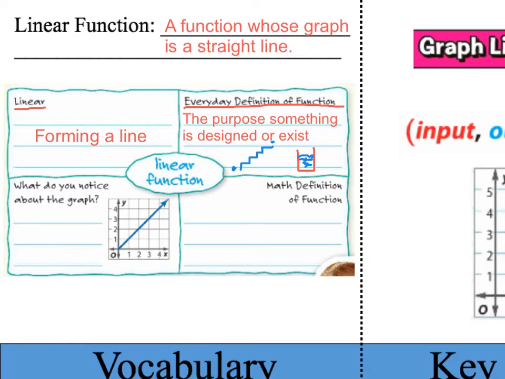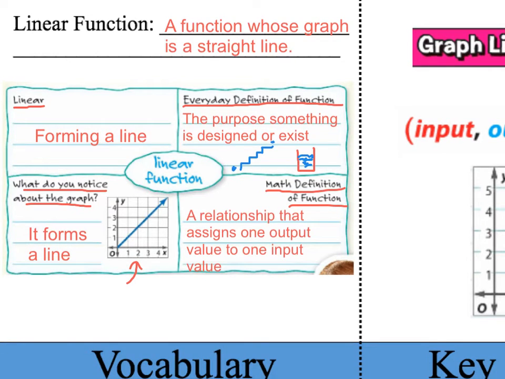The next one says, what do you notice about the graph? If you look at the graph right here, I notice it forms a line. And that blue line is a nice straight line that is constant. It continues to go up and up and up. And the math definition of a function is a relationship that assigns one output value to one input value.